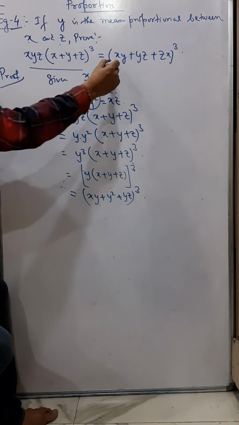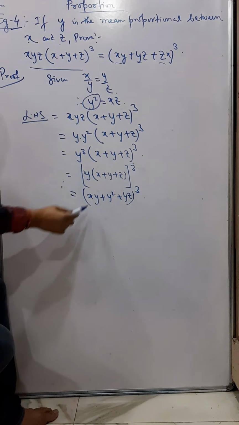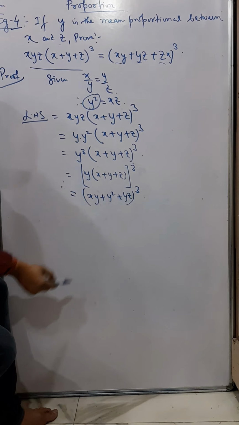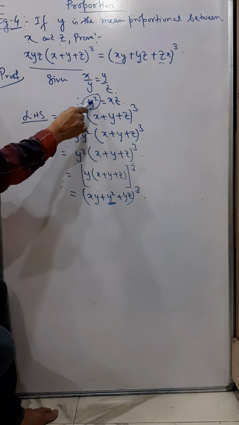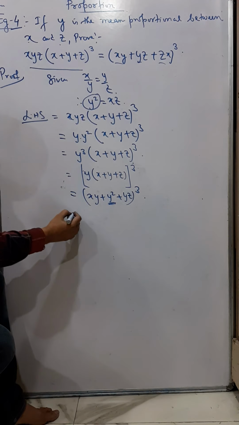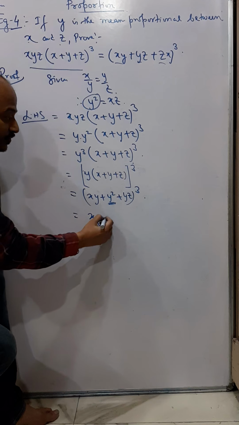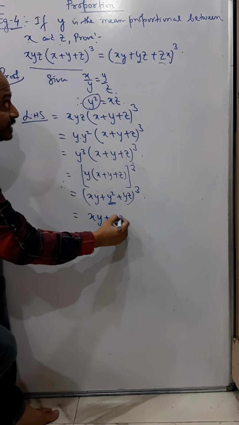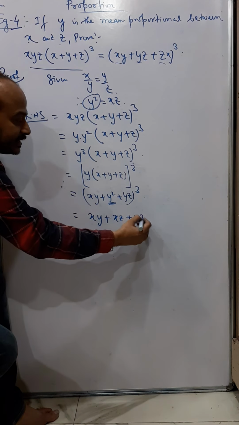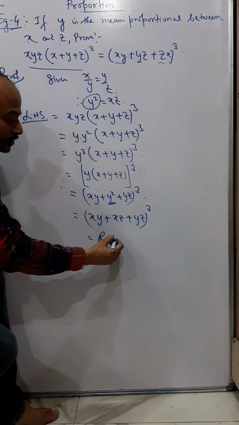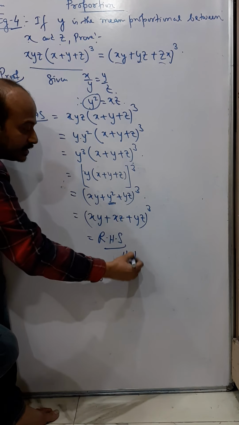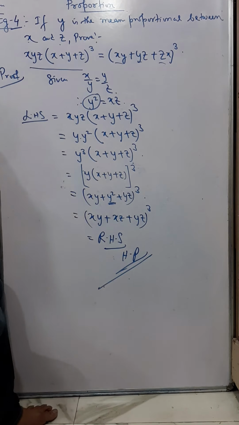Right? You can see this we already got, right? And you know this y square means xz. So next line we can put xy plus xz plus yz whole cube. So finally we get equals to RHS, and hence proved. Okay.